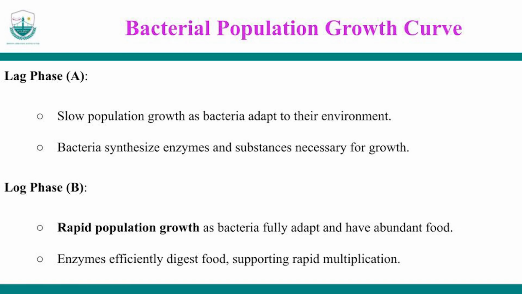So the lag phase: here the bacteria are getting used to the new environment, and they need to synthesize the enzymes and substances that they will need for growth. So no serious multiplication is taking place. And then the log phase: they are now used to the place. There is enough food, and they have the enzymes that can do the work. Therefore, they can multiply very fast. That's the log phase, so you have them increasing in number.